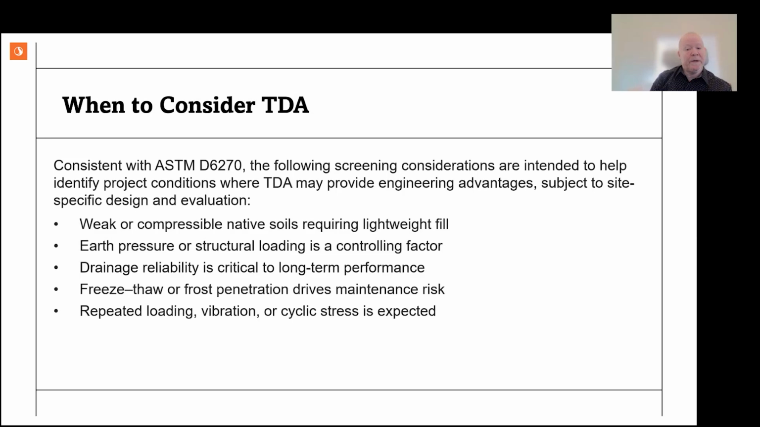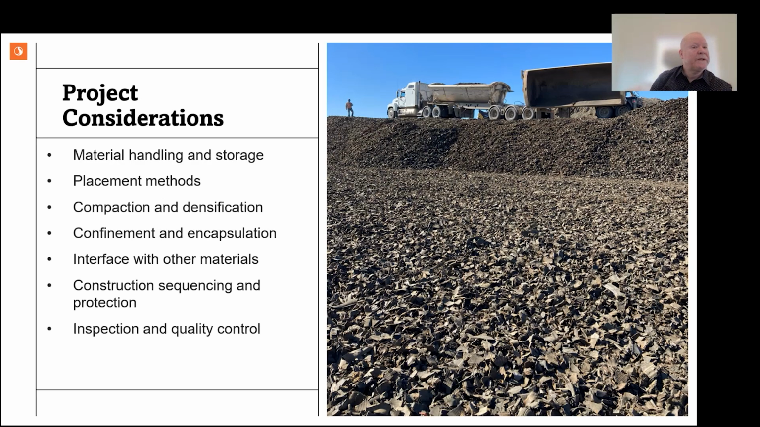It is important to note that TDA often solves multiple issues or problems on projects. An example is where you need both a lightweight fill and good drainage, which is relatively common in Alberta roadways and highways and slope stabilization projects. What are some project considerations? When using TDA, construction practices matter just as much as design. It is a huge advantage the fact that TDA can be handled and transported using conventional equipment, such as floating floor trailers or side dump trucks, as shown in the photo.